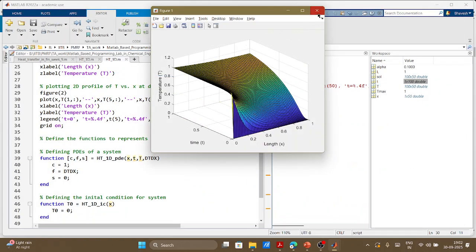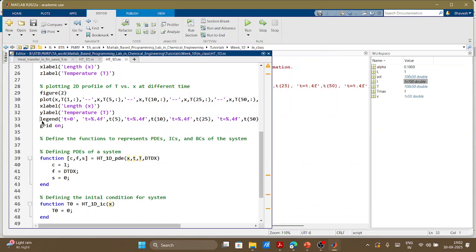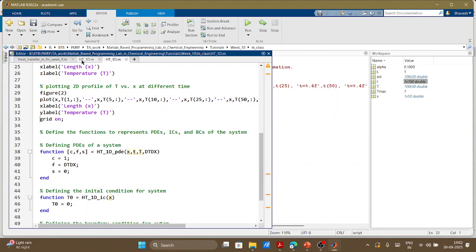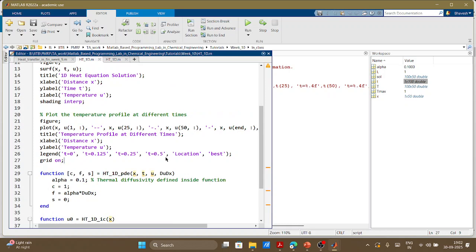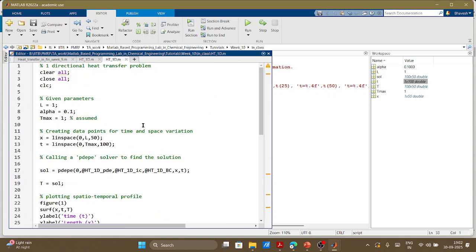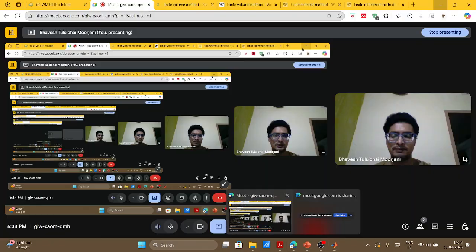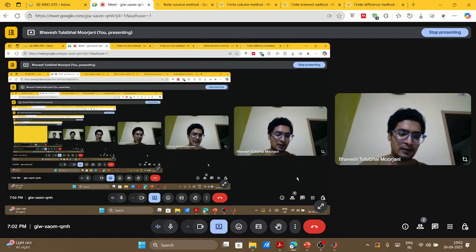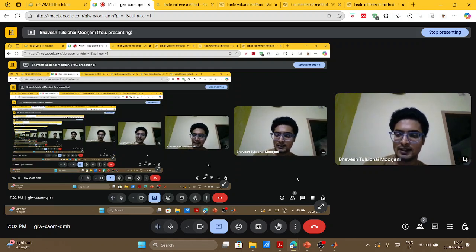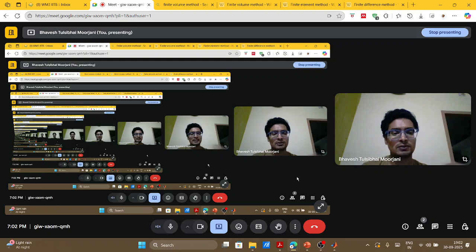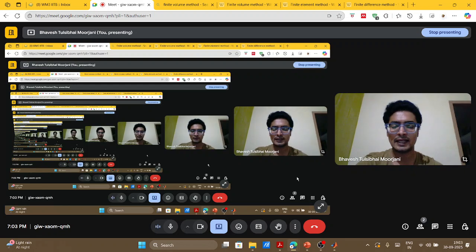Just figure out the legend part. I have forgotten the command, so you do it, or you can just manually add legends for all the parts. I think it was the display command, I forgot, but anyway. So this was the first part where you can see the evolution of your temperature profile in your rod with time. So this was a one directional spatiotemporal problem, so since we know that the PDE solver is useful, we relied on that.